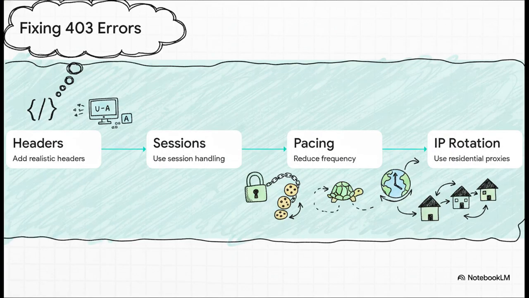But don't worry, there's totally a cure for this, and as your guide, here's your exact prescription. First off, you've got to add realistic headers. Make absolutely sure your user agent and accept parameters match a real modern web browser. Second, implement proper session handling and pass cookies, just like a real user session naturally would. Third, you've got to pace yourself. Dial back that request frequency so you aren't tripping rate limits. And finally, rotate your IP addresses, ideally using residential proxies so your traffic genuinely blends in with everyday home users.